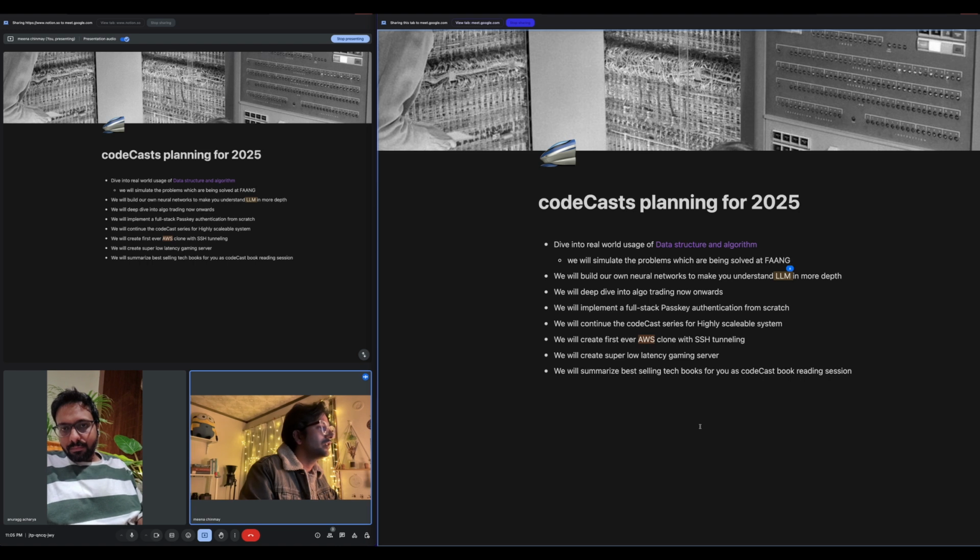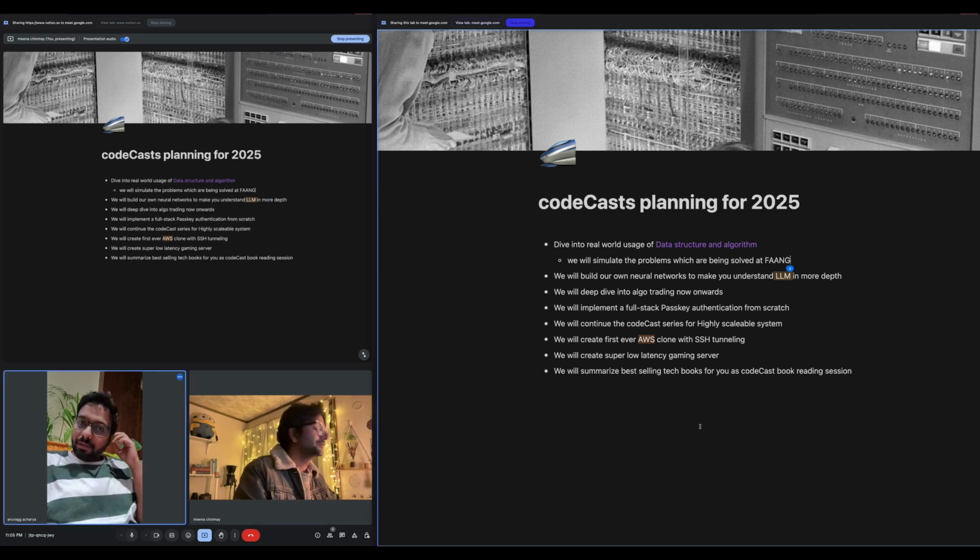Anurag has pretty good experience in trading, so I would like him to explain point number three. So, me and Chinmay were discussing that our technical knowledge is all good, but we should have some sense of financial knowledge also. So we thought of including this part in our 2025 plan.